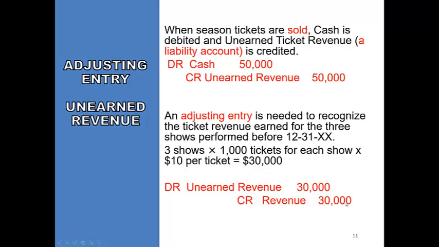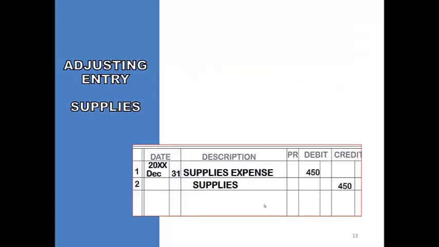So with the unearned revenue, you need to know the journal entry to actually record unearned revenue and then adjust unearned revenue at the end of the year.